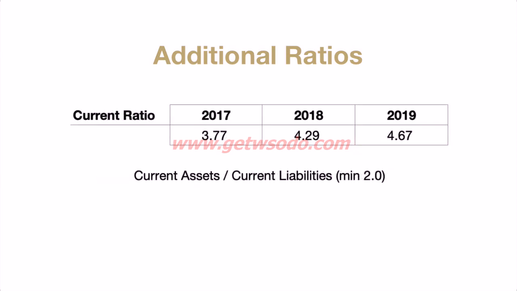Now the current ratio is current assets divided by current liabilities. That tests the business's ability to pay short-term liabilities with its short-term assets, but in this case, including inventory. Ideally, this needs to be 2 or higher. Again, our target business is 4.67, which again is very good.